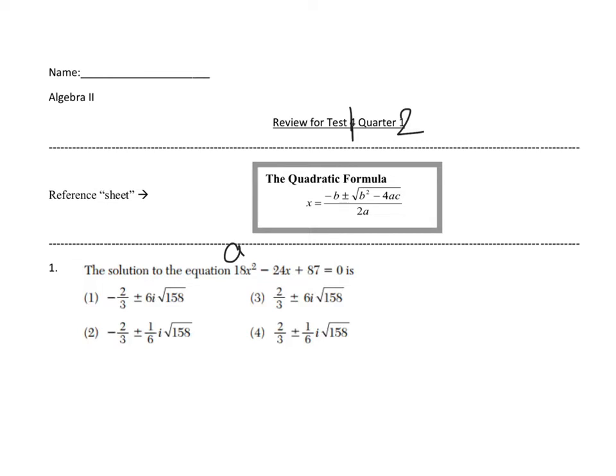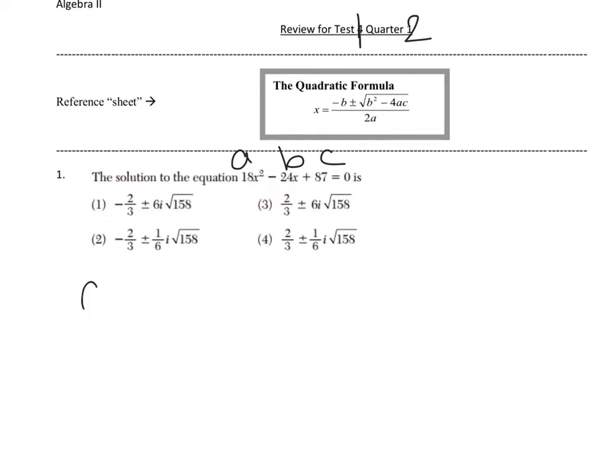Now looking at this, I know I'm going to have the quadratic formula in my work because if you look at the choices, this has plus and minus, has a radical, and that looks exactly like the quadratic formula. So what I'm going to do is plug in a, b, and c into my quadratic formula. If I look at this, a is 18, b is negative 24, and c is 87.